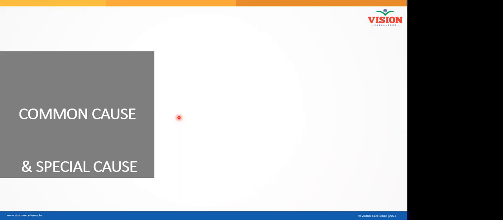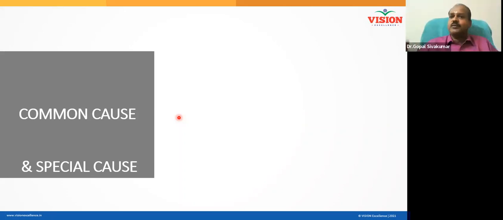Isn't it? So certain variation, we have to live with it. What is that called? Common cause variation, otherwise called random variation, otherwise called normal variation, otherwise called unassignable cause of variation. Hope all of you agree with this. The exact opposite is called special cause, non-random, non-normal, assignable cause of variation.